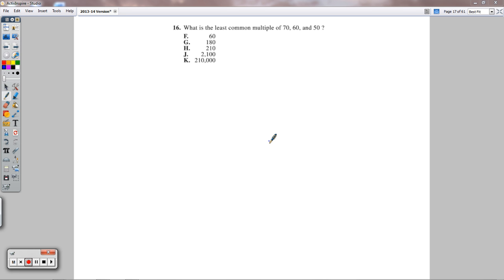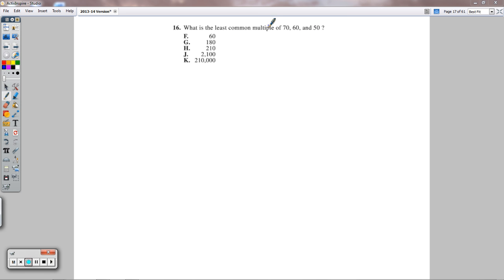Number 16 says, what is the least common multiple of 70, 60, and 50? And we have 5 choices here. Something that I haven't been emphasizing in these ACT videos for this 2013-14 version, at least, has been using process of elimination. We could definitely use that here.